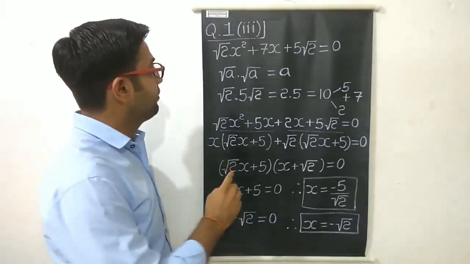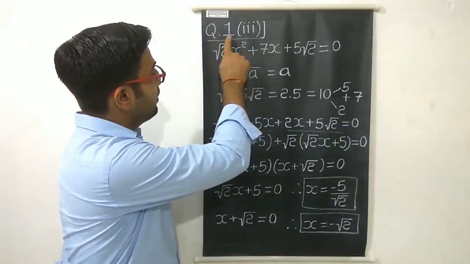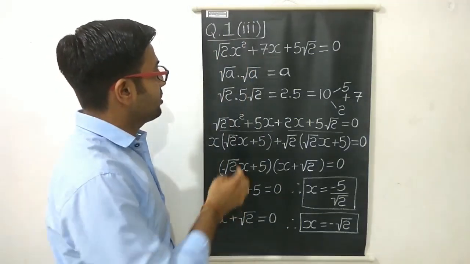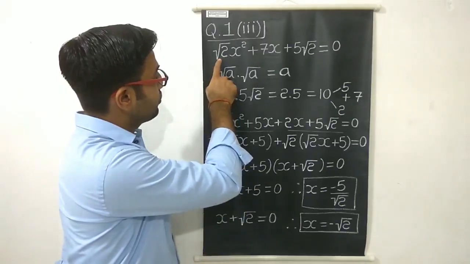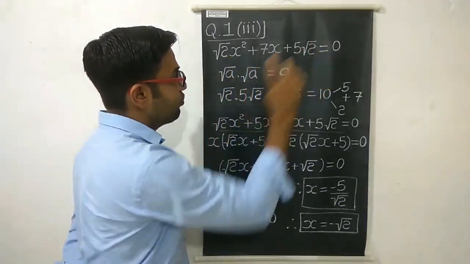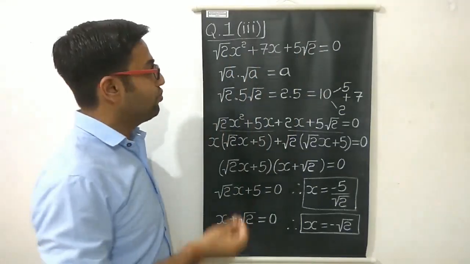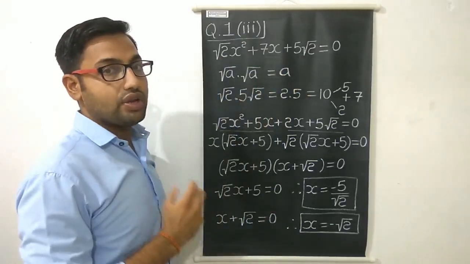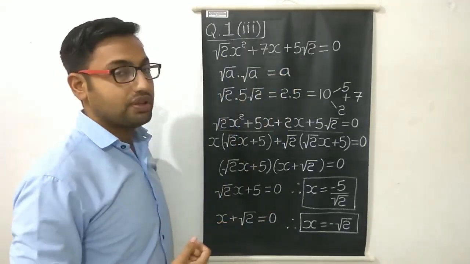Okay, so now we will study question number 1, sub question number 3. The question is root 2 x square plus 7x plus 5 root 2 is equal to 0. We have to factorize this quadratic equation and find out the solution by the factorization method.